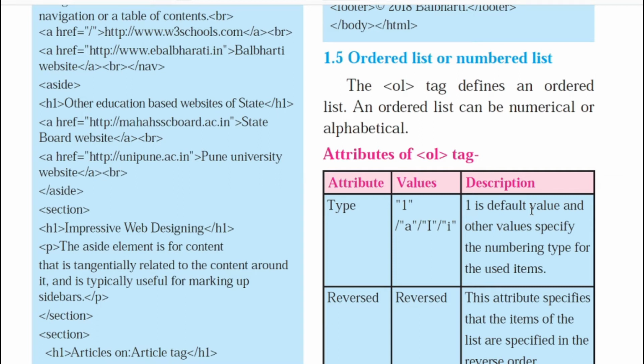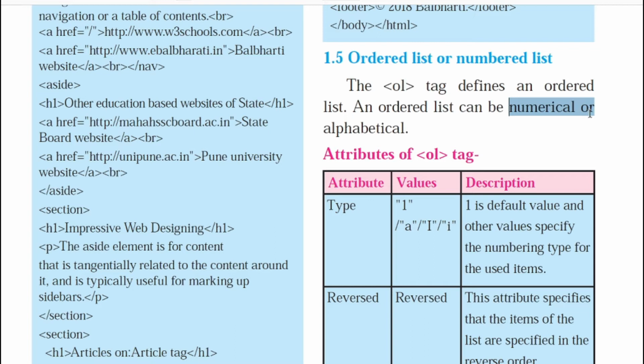My dear students, here is the first type of list which we can use, that is the ordered list, or we can say numbered list. As the name suggests, an ordered list is in a specific order. It follows numericals or alphabets. The OL tag defines an ordered list. Always remember the tag used to create an ordered list is the OL tag. An ordered list can be numerical or alphabetical.